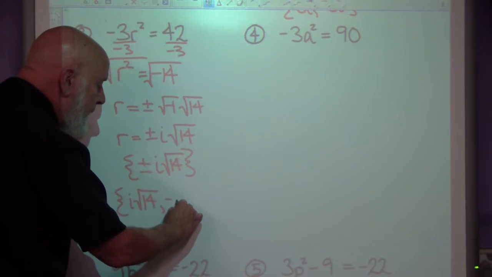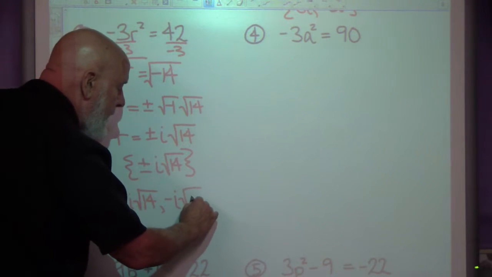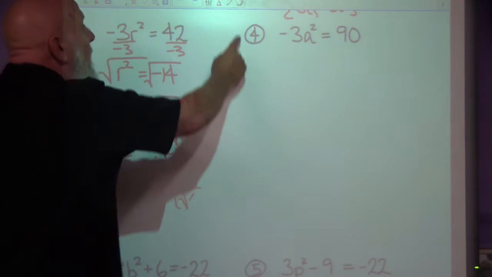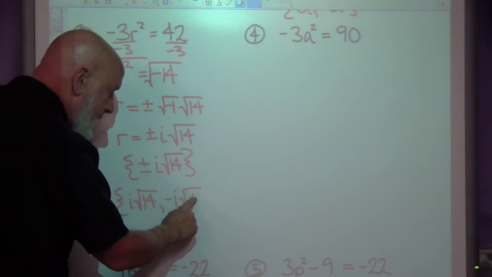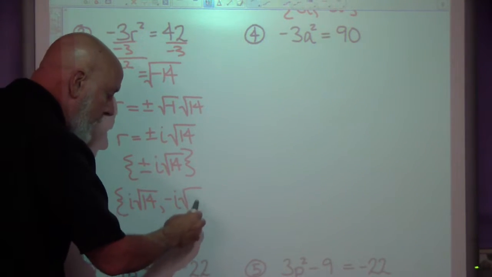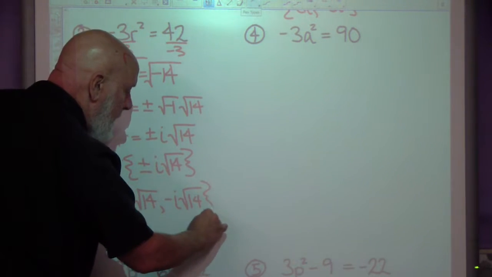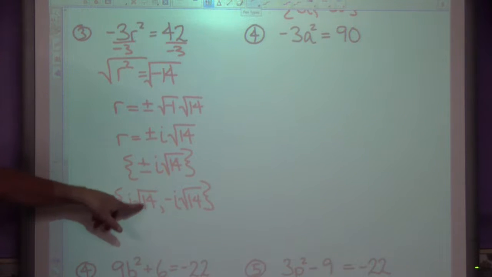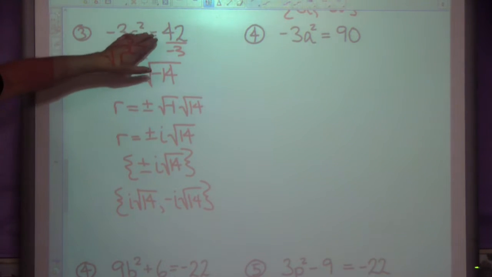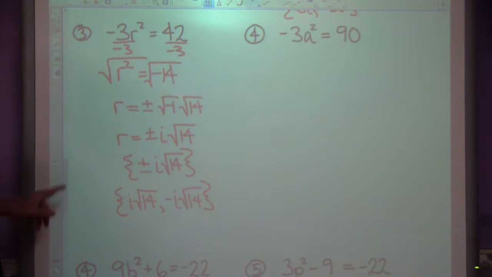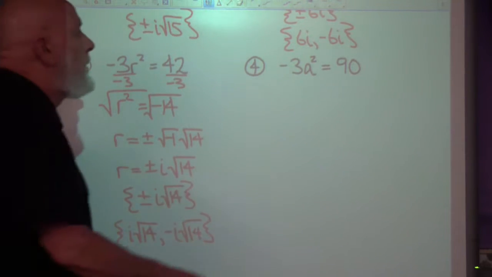And again, it doesn't matter. The order of the solutions in a set doesn't matter. The negative one can come first. Any of these is a correct way of listing the solutions to that equation. Let's take a look at this one.